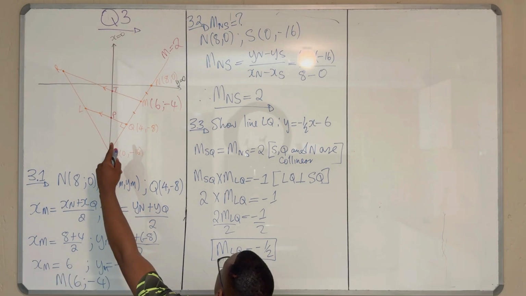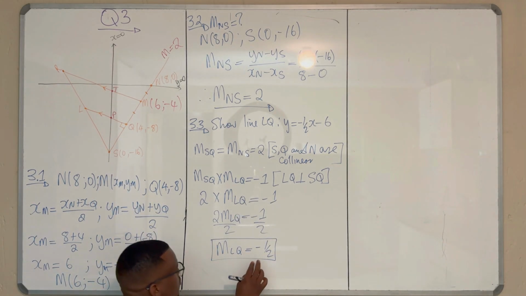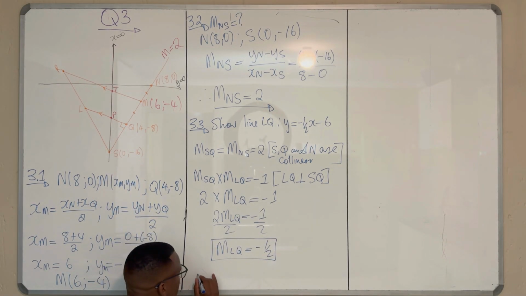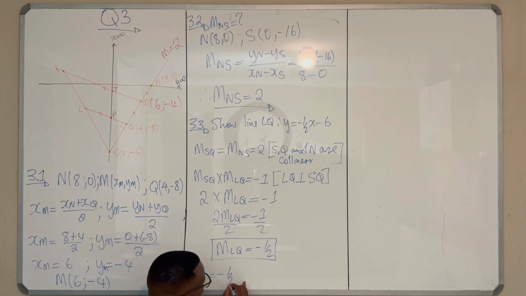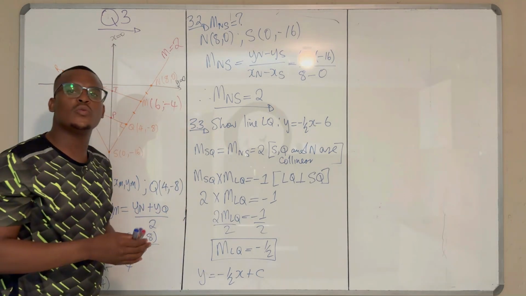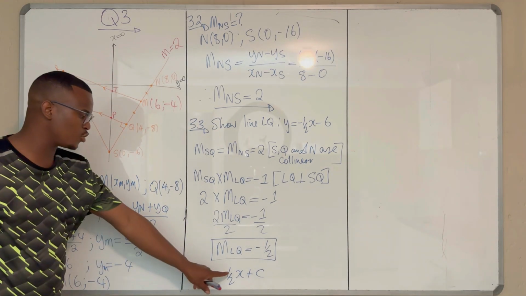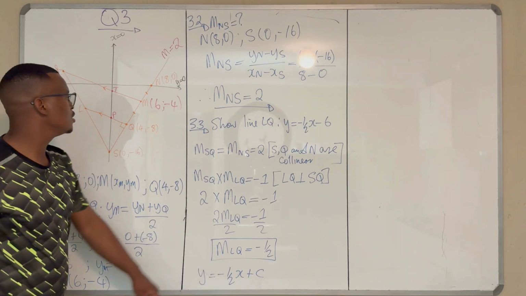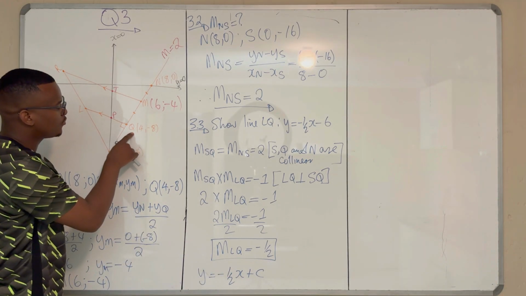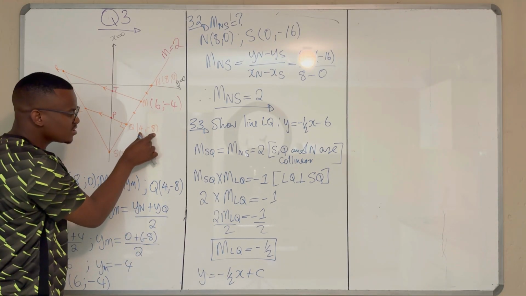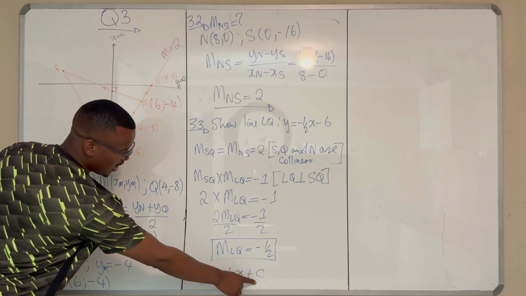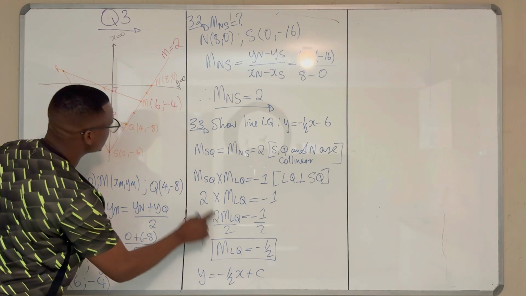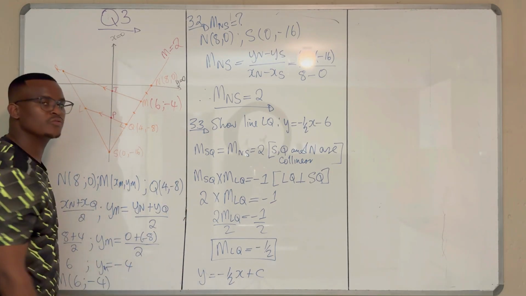But we want the equation of the line, right? We have the gradient to be minus 1 over 2. So y is equal to minus 1 over 2 x plus c. We only need to find the value of c. How are we going to find the value of c? We need at least 1 point on the line LQ. We have a point Q, which has coordinates 4 and minus 8. So we're going to use this to find the value of c, because this is x and that is y.